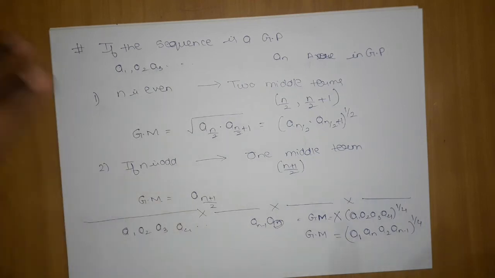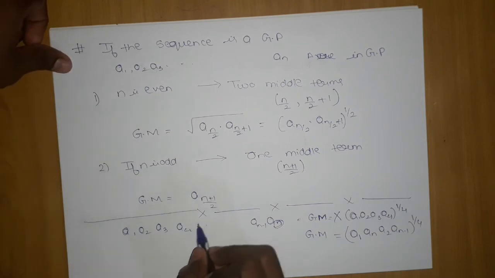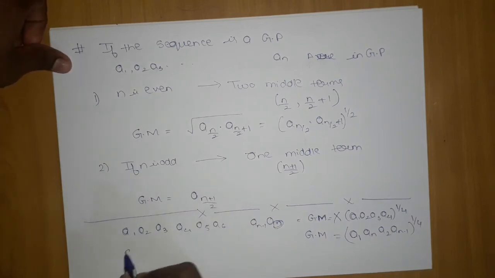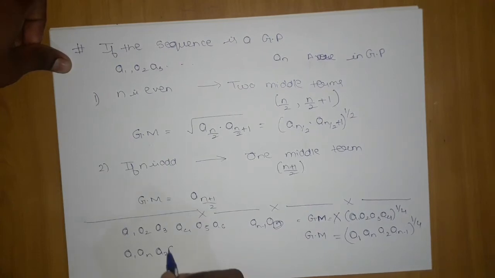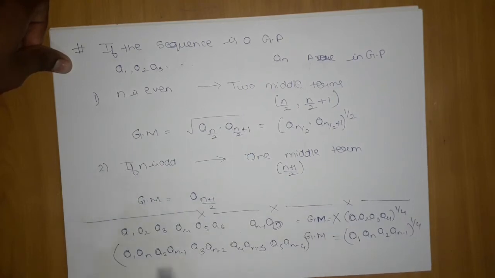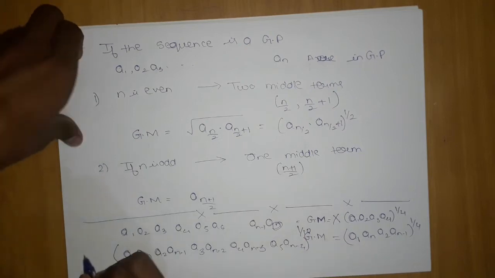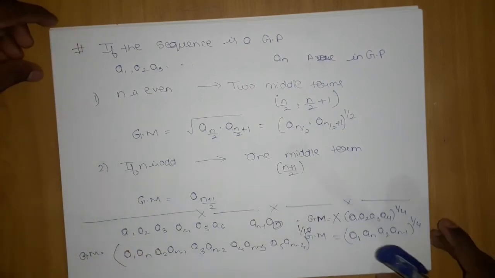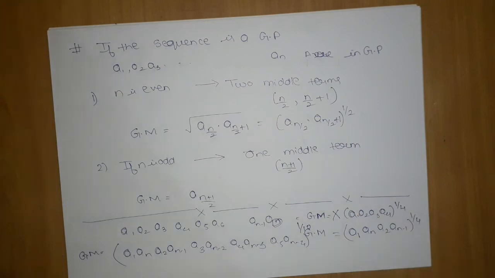And you can take any number of terms. If I take 5 pairs, how do I take them? A1 AN, A2 AN minus 1, A3 AN minus 2, A4 AN minus 3, A5 AN minus 4, the whole to the power. How many terms have I taken? 10, so the power is 1 by 10. Then this is a GM. So you must have got the normal condition of GM: for any number of terms, the subscripts of the terms you take should sum to 1 plus n, with the power 1 by the number of terms.